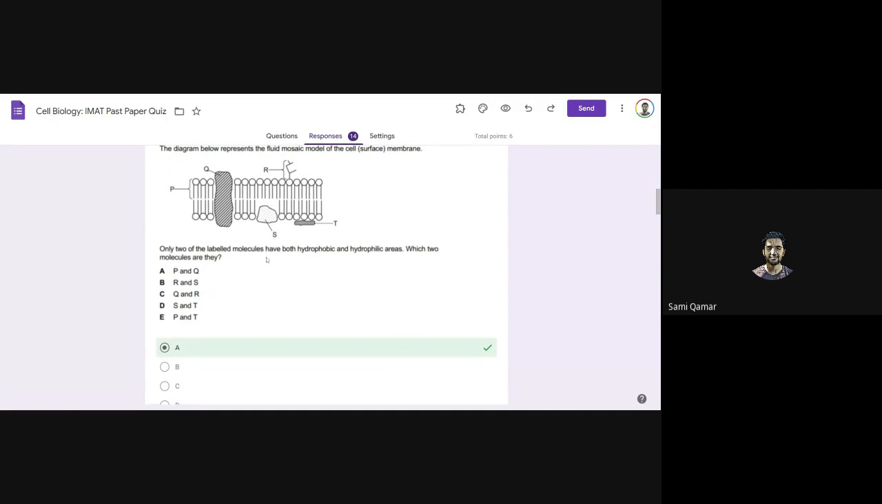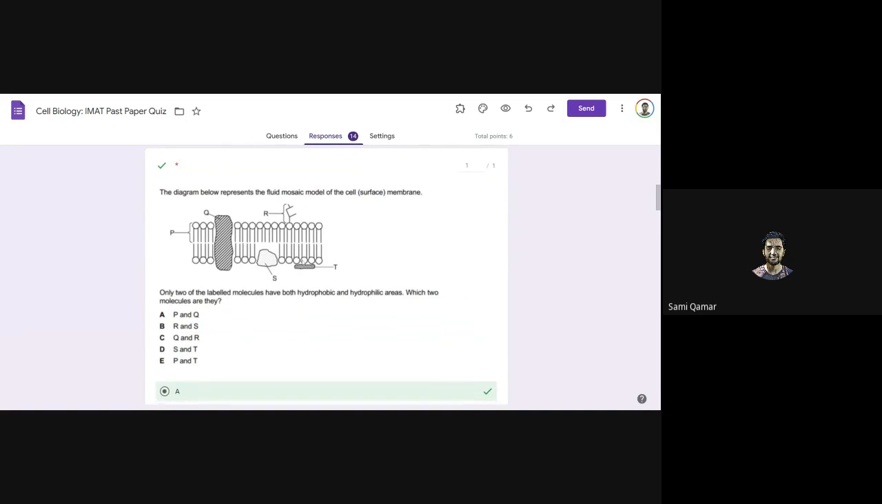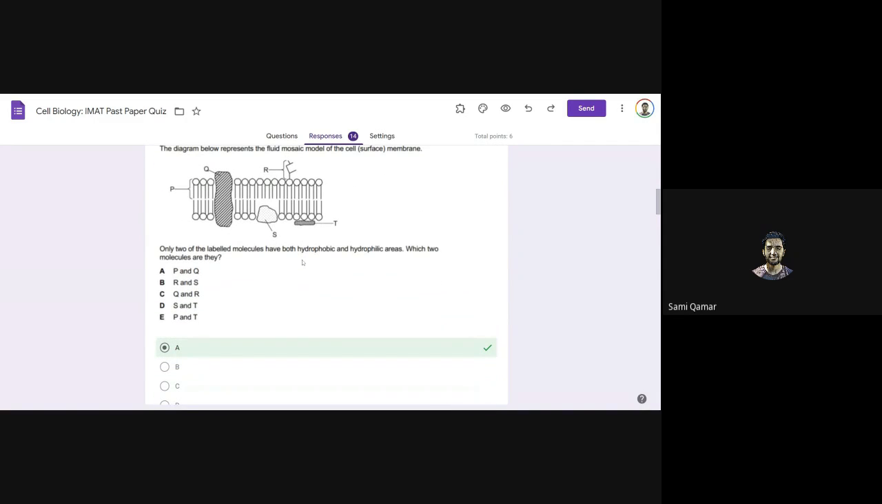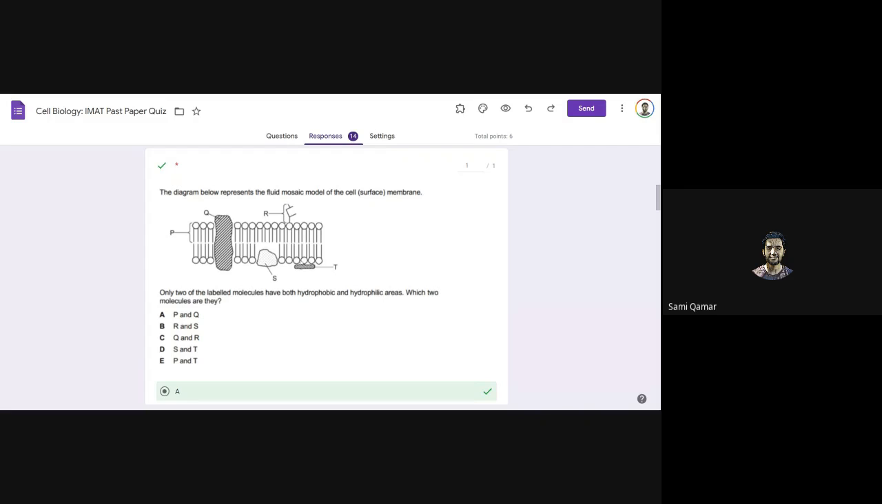So only 2 of the labeled molecules have both hydrophobic and hydrophilic areas. Which 2 molecules are they? We know about phospholipids, and we don't know about any other. Literally, I didn't know earlier, but I happened to learn from solving the figure when I did this past paper at my time that integral protein also has hydrophilic and hydrophobic areas.